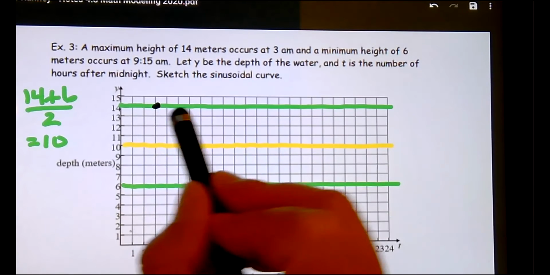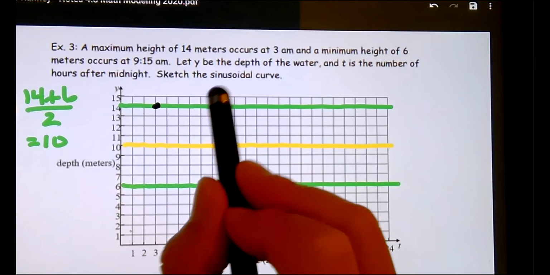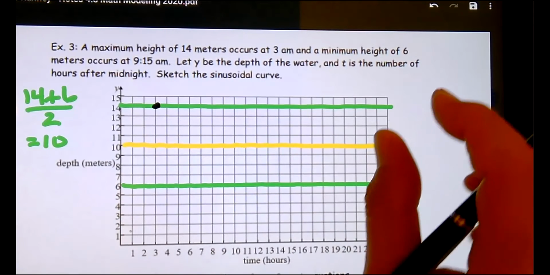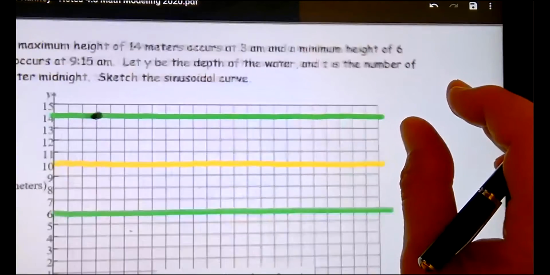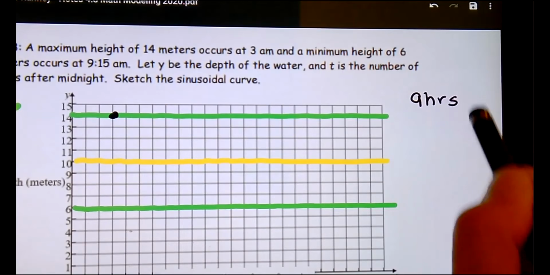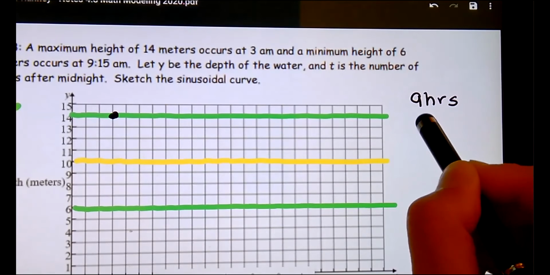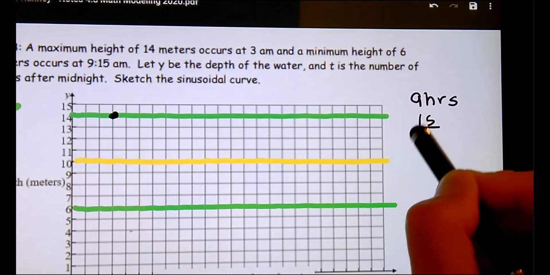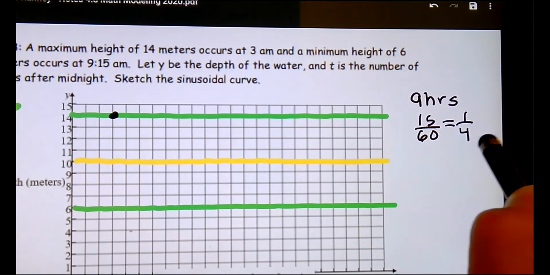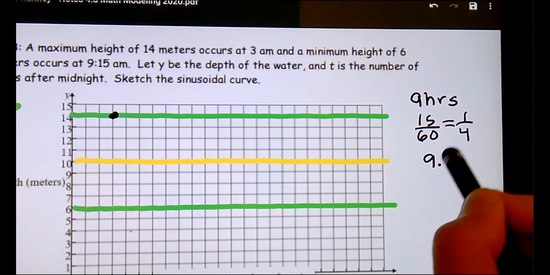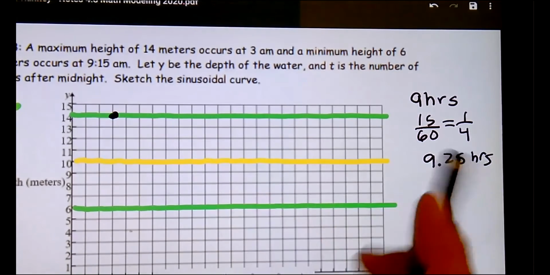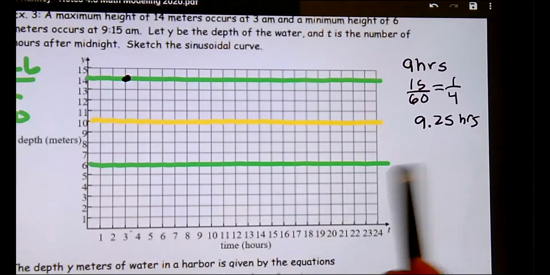I don't know what the whole period is. I do know when I have my low. My low is going to be at 9:15. Now, that's time. We want hours. So that's going to be 9 hours. And then the 15 minutes is really 15 out of 60, which is 1/4 or 0.25. So really I'm at 9.25 hours is where my low will be. So I'm going to come to 9.25.